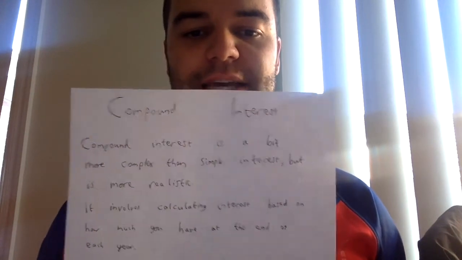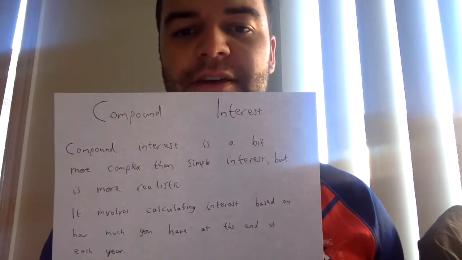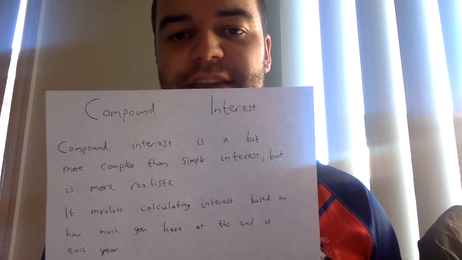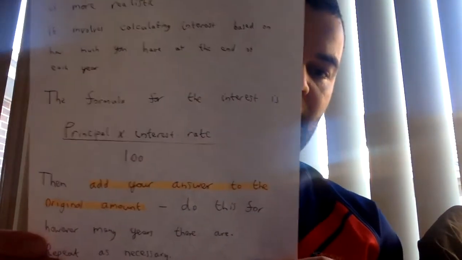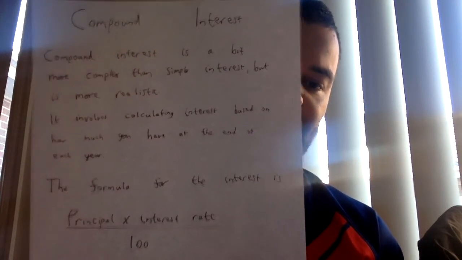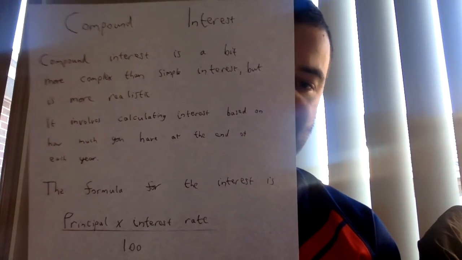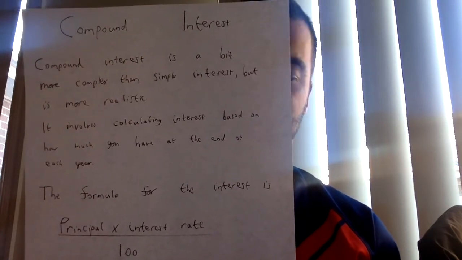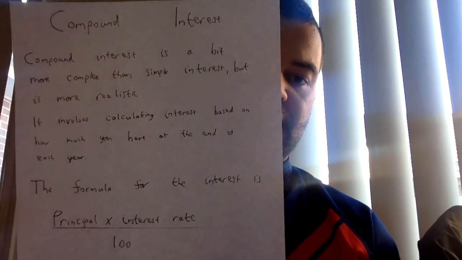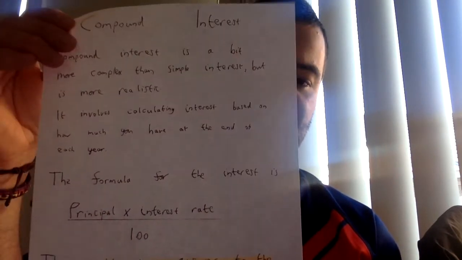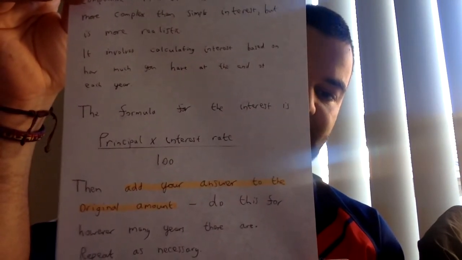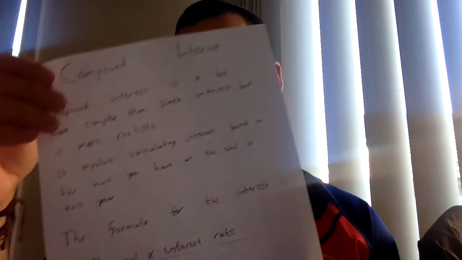And yeah, it involves calculating based on how much you have at the end of each year or the end of each month. It's a little bit more complicated if you do it at the end of each month. So for this, we're just going to look at compound interest done at the end of each year. Okay. So what this comes down to is we just use the formula, very similar to basic interest. We do the principal, so that's the amount you borrow or save, times the interest rate, divide by 100. You keep your interest rate as a percentage, so you don't need to change it to a decimal like we were doing the other time. So just the principal times the interest rate divided by 100. And then, this is really important, you add your answer to the original amount. Okay? And then you do that as many times as you need to.